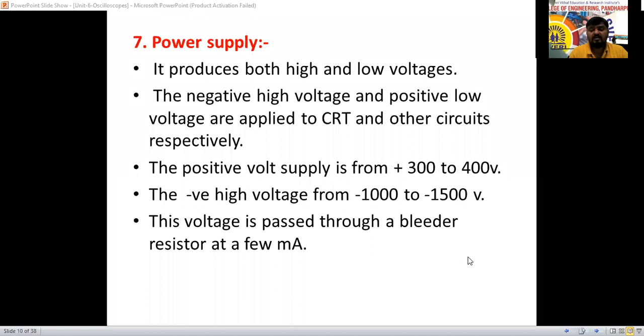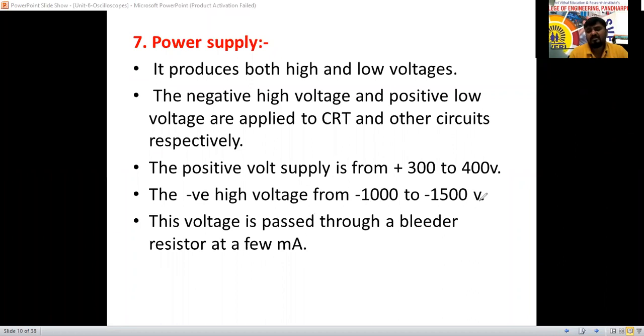If the voltage is V equal to IR, then I equal to what? I equal to V by R. If the voltage is very high and the resistance is less, then we will get a high current. For that reason, if it is negative, then the current will have a very small value. So for protection purposes also we use that.